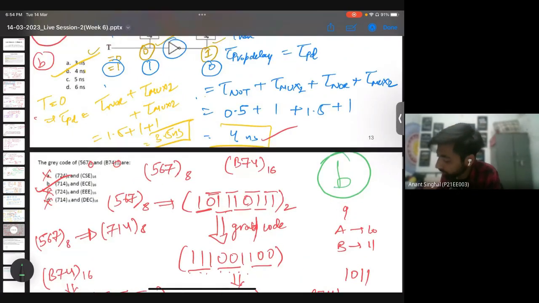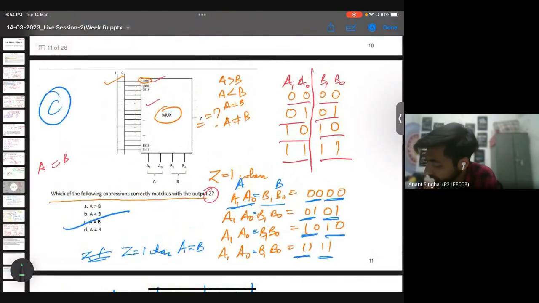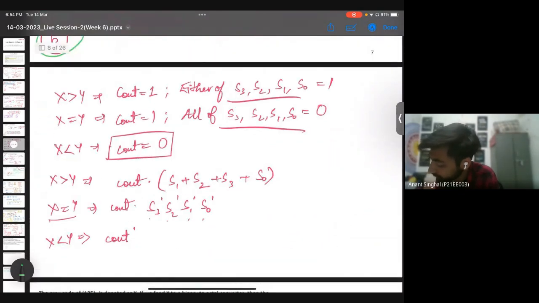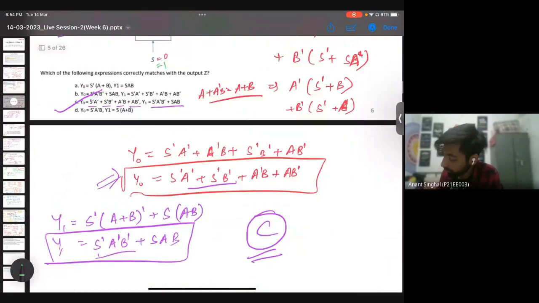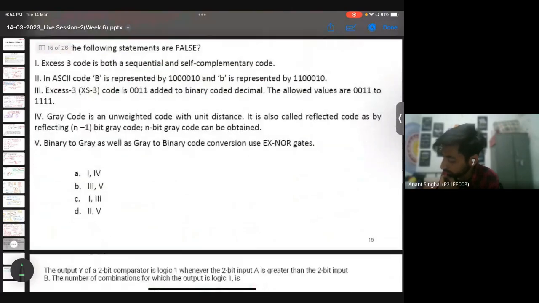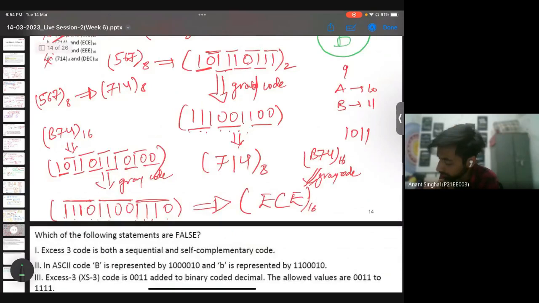Okay, so I'll give you some interesting problem. Maybe if it will come in the later stage. Yeah, it will come in the later stage.